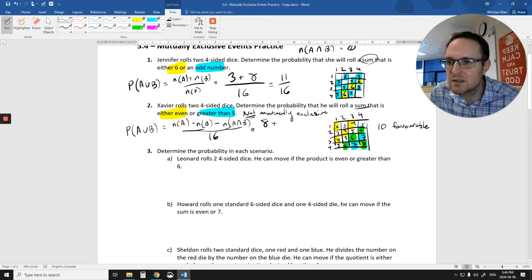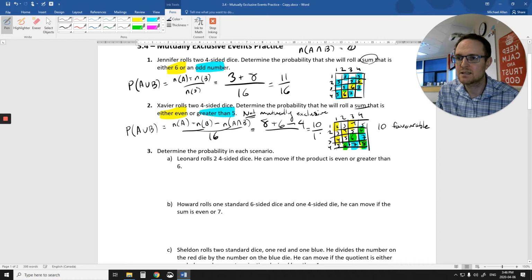The number of numbers greater than 5: 1, 2, 3, 4, 5, 6. You notice that those don't add up to 10, but I'm going to subtract out what they have in common: 1, 2, 3, 4. There's 4 things in common, the green spots there. If I did this, I get 10 out of 16. You probably want to reduce that down.